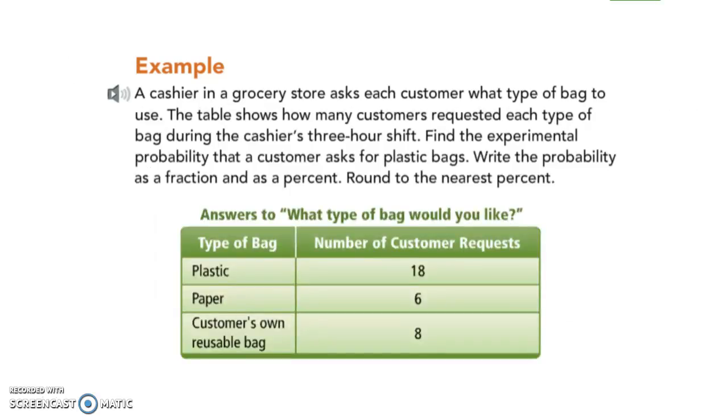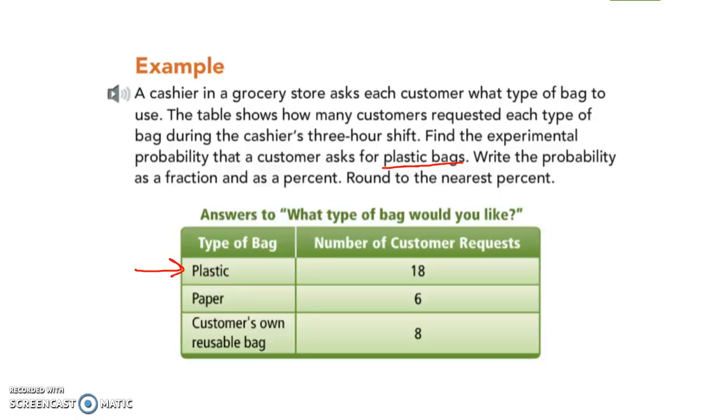Okay, a cashier in a grocery store asks each customer what type of bag to use. The table shows how many customers requested each type of bag during the cashier's 3-hour shift. Find the experimental probability that a customer asks for plastic bags. So we're trying to find the probability of asking for plastic bags. Write the probability as a fraction and as a percent. So we're going to start with the fraction.